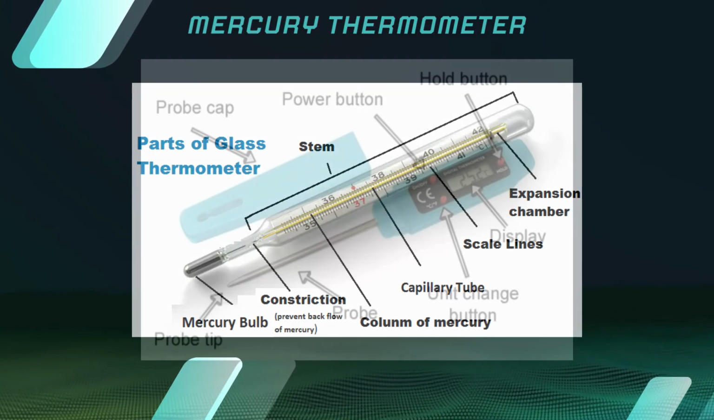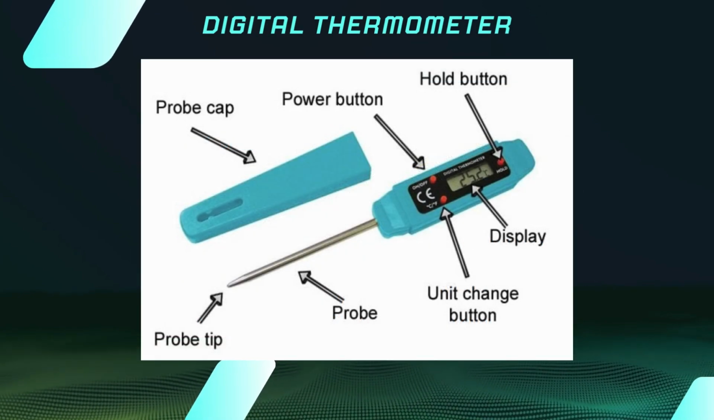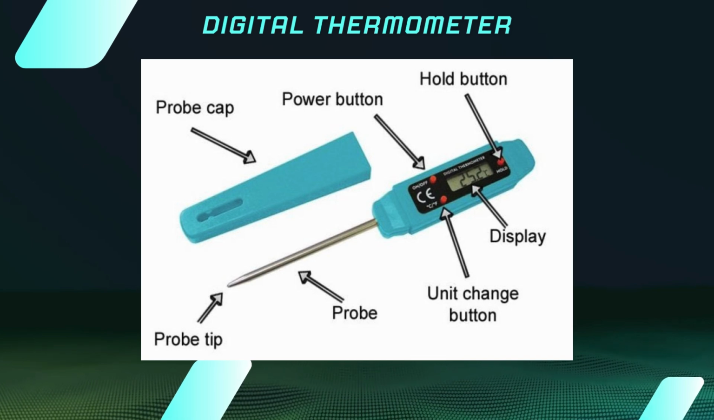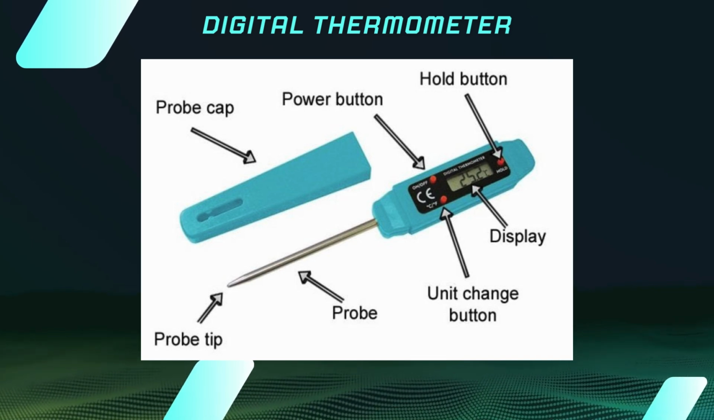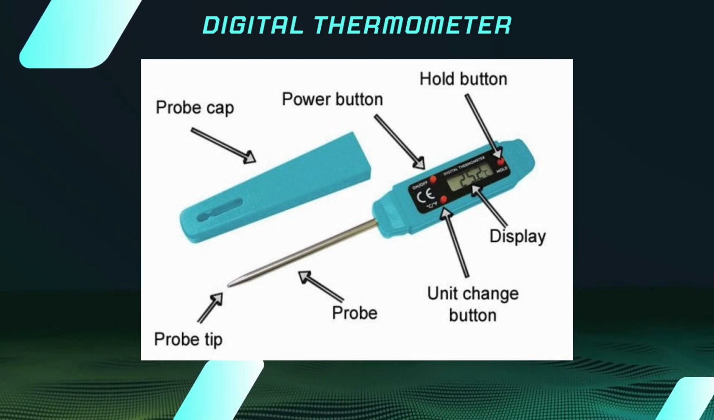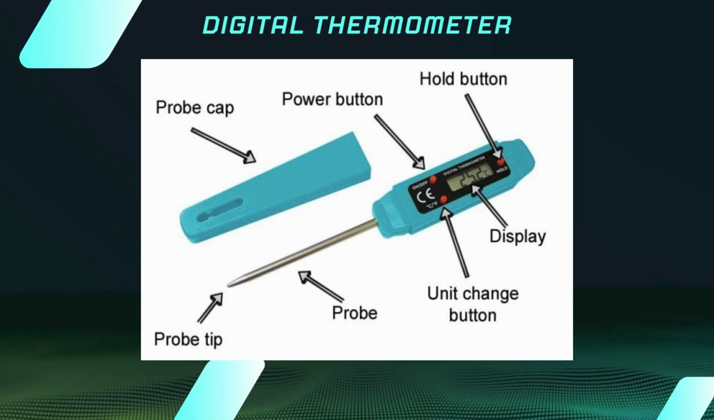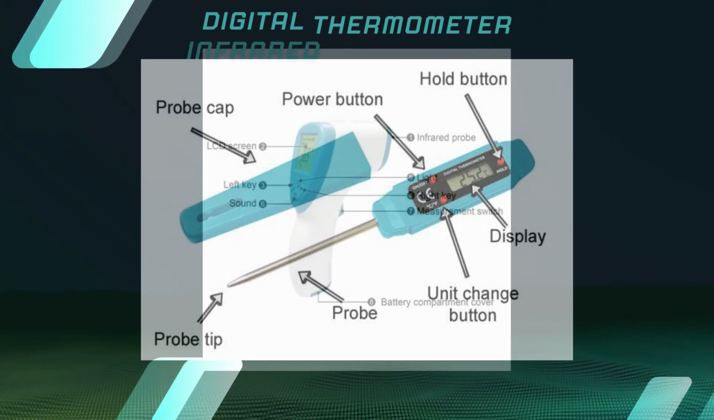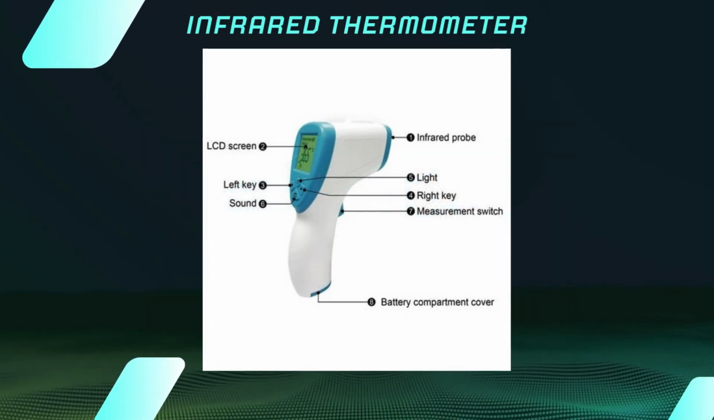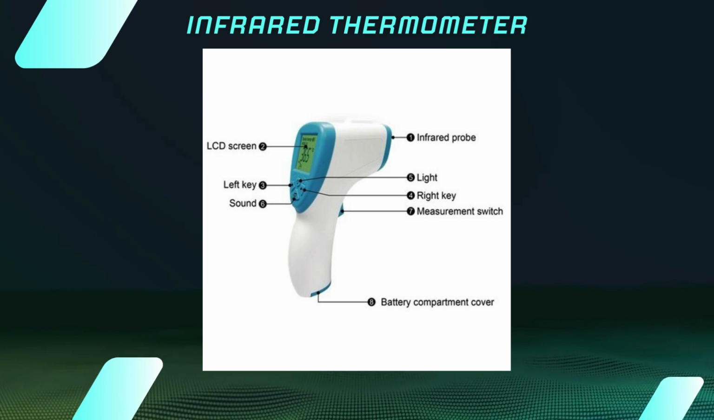The digital thermometer consists of a temperature sensor, signal conditioning circuitry, a power supply, microcontroller, and an analog to digital converter. Looking on the surface, there is a hold button, reading display, power button, unit change button, and a probe with a probe tip that may come with a probe cap to close it.